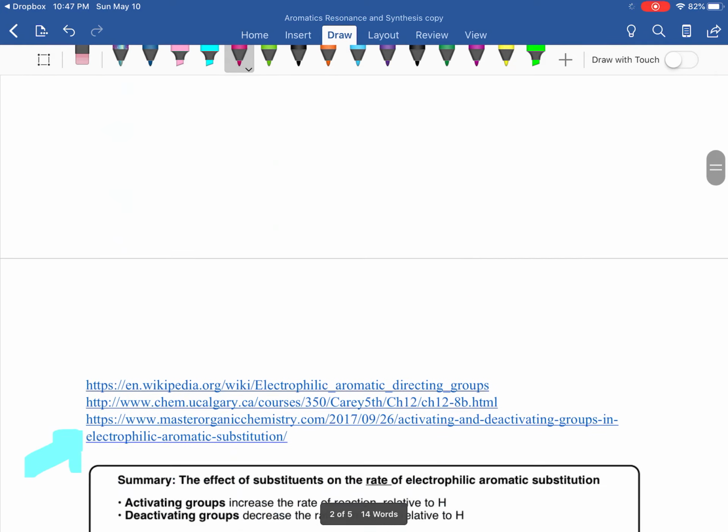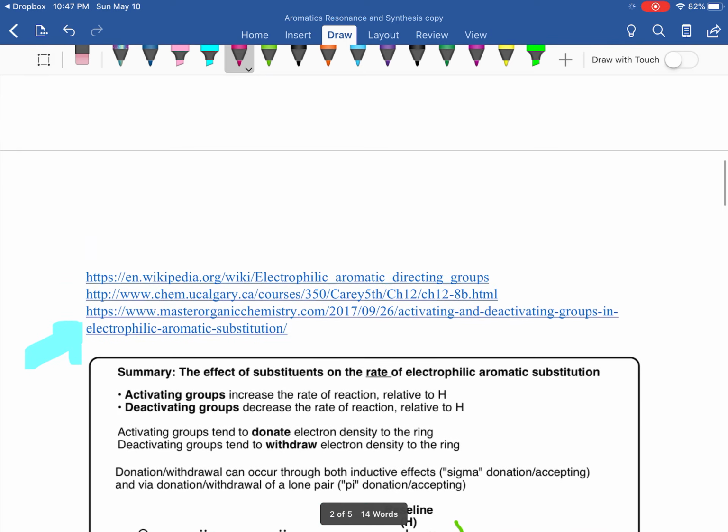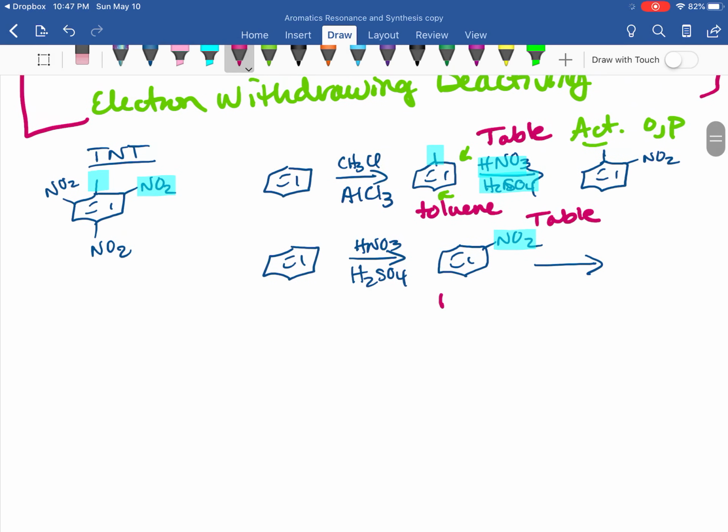Now that you've got nitro on your benzene, you go check your table. All right, let's check our table. Our nitro group, remember, is way down here, strongly deactivating, and it is a meta director. So let's write that down. It is deactivating and it is meta. So that means our next step is going to suck, right? We just took reactivity away, and our next step has to go meta.